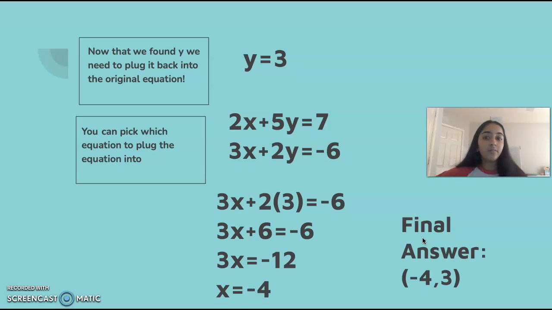So now that we've found the y value this time, we need to plug it back into the original equation. Just like last time, you don't have to do both. You can just pick one of these equations. So I chose the bottom equation. So I would do 3x plus 2 times 3 equals negative 6. And then 3x plus 6 equals negative 6. 3x equals negative 12, and then you divide by 3 on both sides, so you get x equals negative 4. So our final answer is negative 4, 3, or just x equals negative 4 and y equals 3.